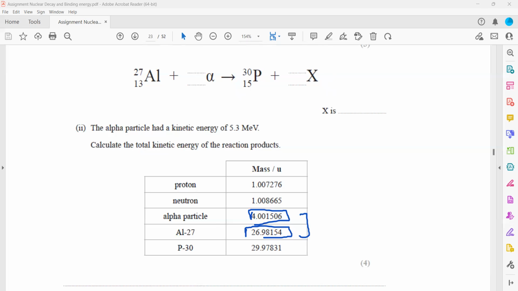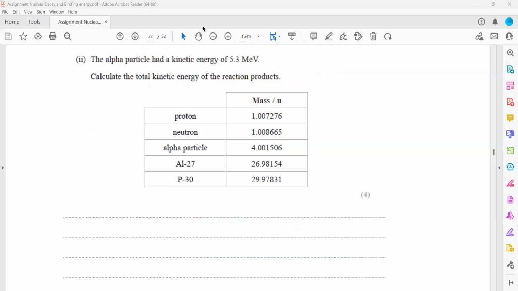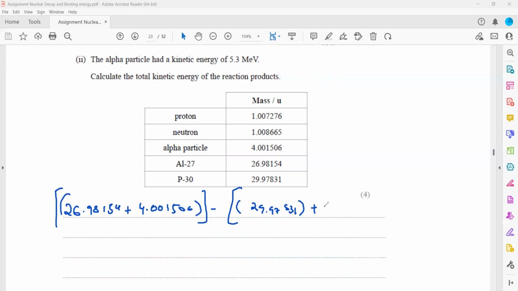By just substituting the values, working out the mass defect: aluminum is 26.9. You have to use all the digits here because the mass defect will be small. Plus the alpha particle, 4.001506. That is the mass of the reactants minus the mass of the products. The product is phosphorus, 29.97831, plus the neutron that is produced. The mass of a neutron is 1.0086665.